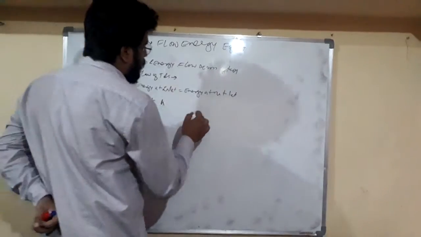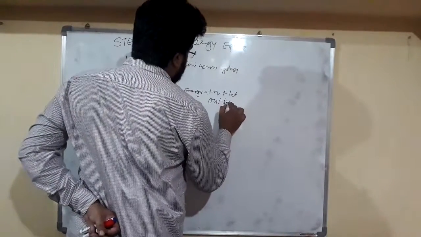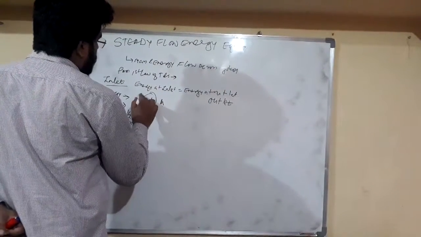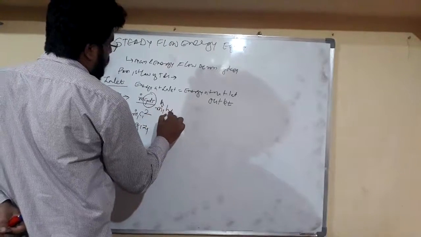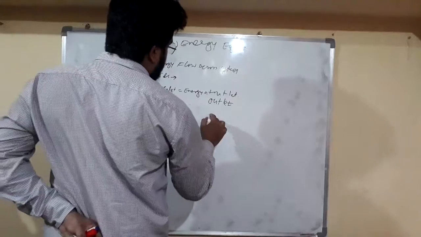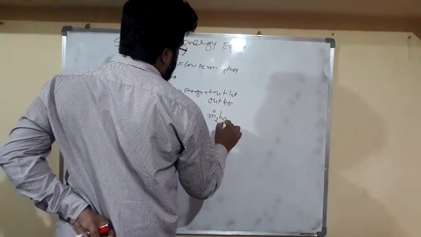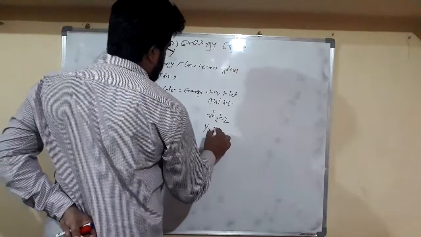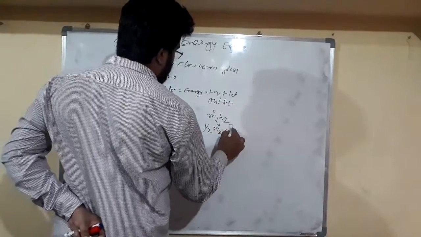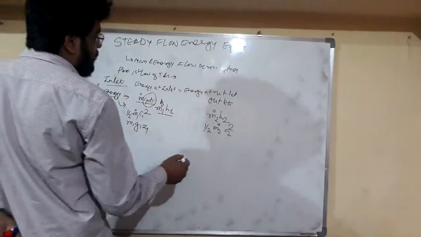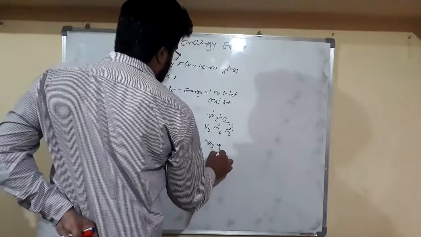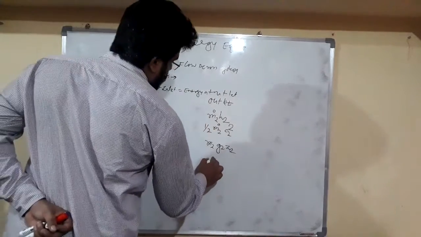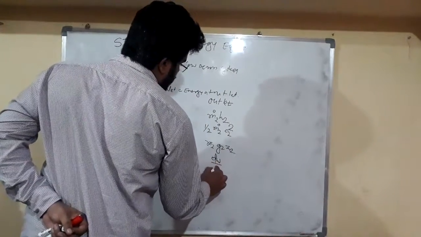In a similar manner, friends, at outlet, Cp dT becomes m1 h1 at the inlet. Similarly, at outlet, flow energy is m2 h2. Our kinetic energy is 1/2 m2 C2 square, and similarly potential energy is m2 g Z2. And friends, we will also consider work done by the system at outlet.